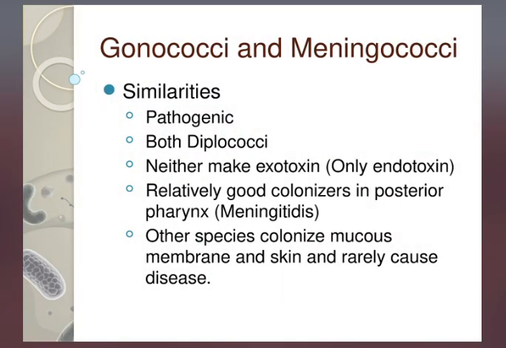Now, looking at the two main types, gonococci and meningococci share several features. Both are pathogenic diplococci and produce endotoxins rather than exotoxins. Meningococci are good at colonizing the back of the throat, while other Neisseria species usually live harmlessly on mucous membranes or skin. This similarity helps us understand their relatedness and differences in disease patterns.